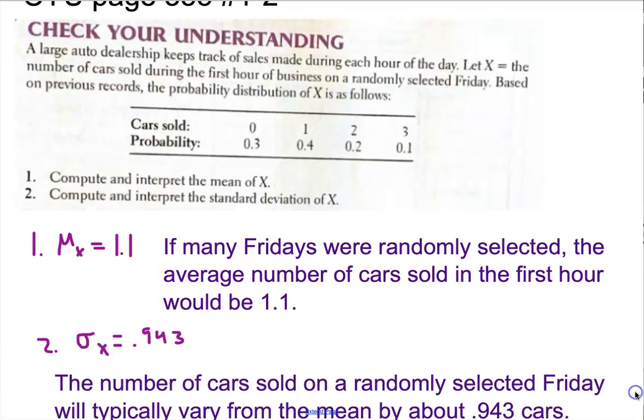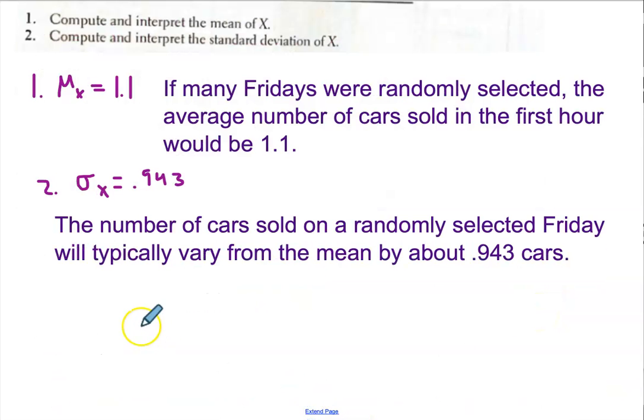Okay, number 2 then, same idea, but standard deviation. The value you should get is 0.943. We say the number of cars sold on a randomly selected Friday will typically vary from the mean by about 0.943 cars. Remember, standard deviation measures distance from the mean, or average or typical distance from the mean.